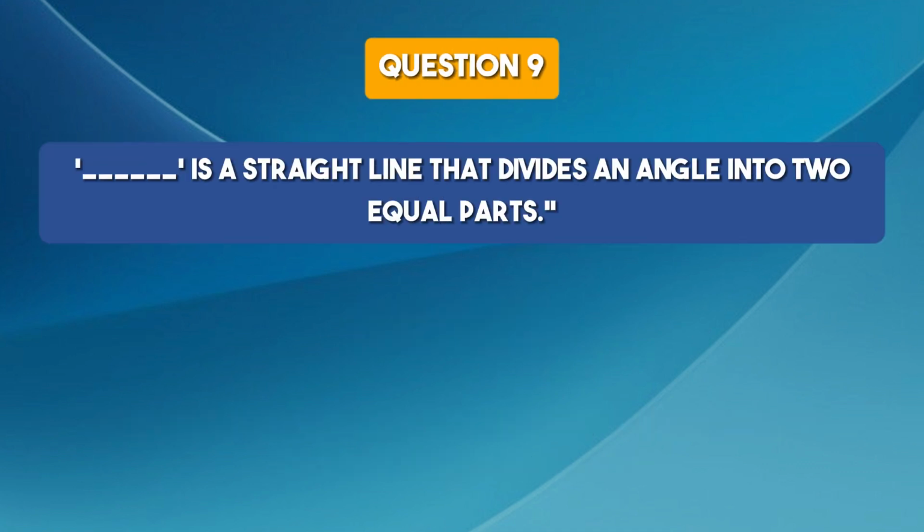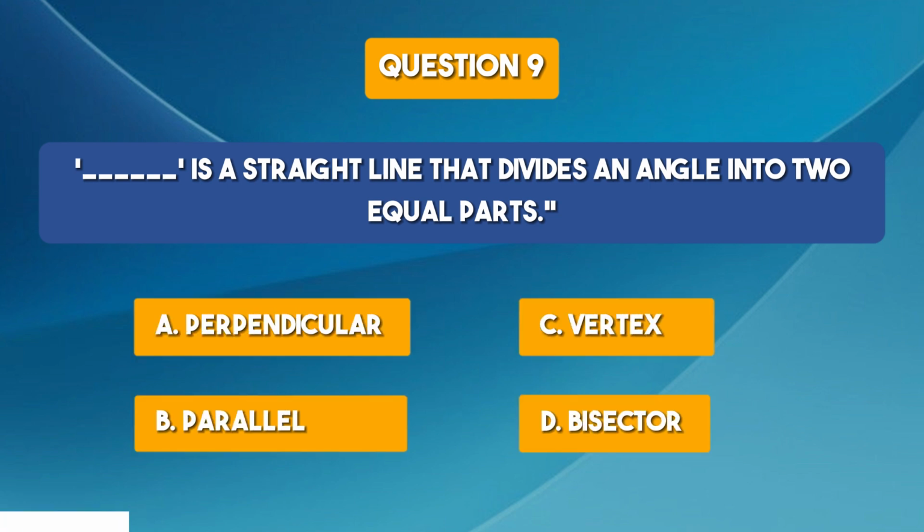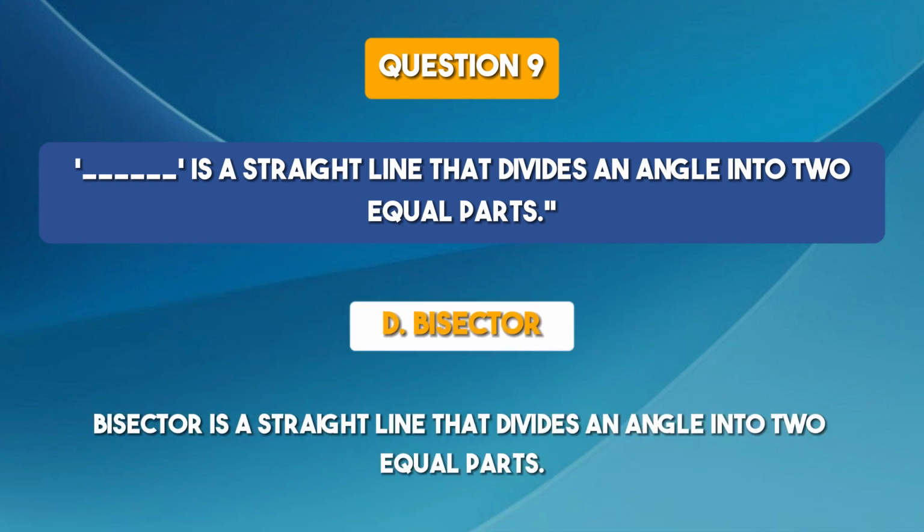Final stretch. Question 9 is a straight line that divides an angle into two equal parts. The correct answer is D, bisector. Bisector is a straight line that divides an angle into two equal parts.